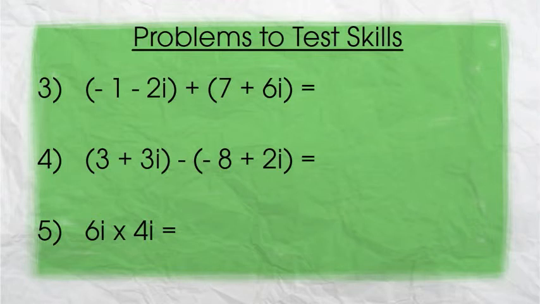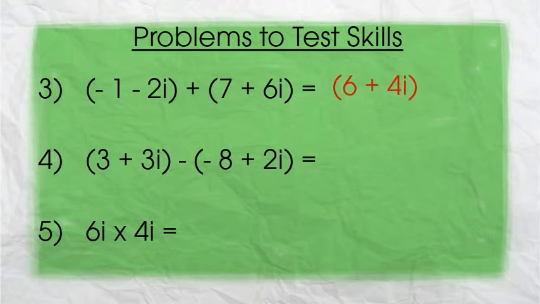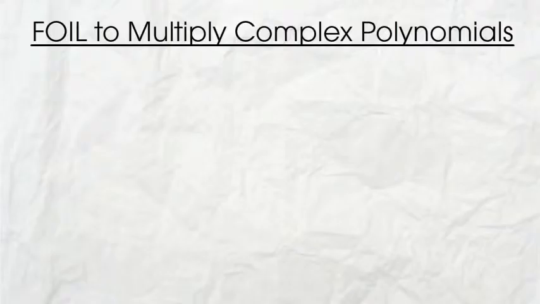Here are some problems to test your skills. Pause the video, then press play to check your answers. Once again, for these problems, you would just collect like terms. For the last problem, don't forget that the answer was originally 24i squared, but i squared is -1.